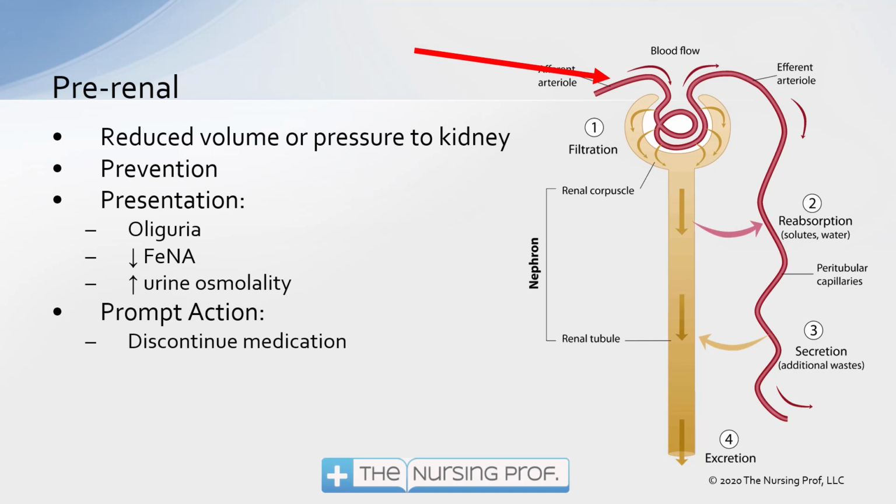The next piece in filtration is a decrease in FeNA. That's our fraction of excreted sodium. This is a better indicator than looking at our BUN and creatinine. However, we can also look at creatinine clearance as another indicator of renal function. There will be an increase in urine osmolality. So our urine is going to become more concentrated, have more sodium in it. Our urine osmolality will go up as a result, and specific gravity will go up as a result of having more concentrated urine because we don't have enough fluid coming to the kidney in order to dilute it.